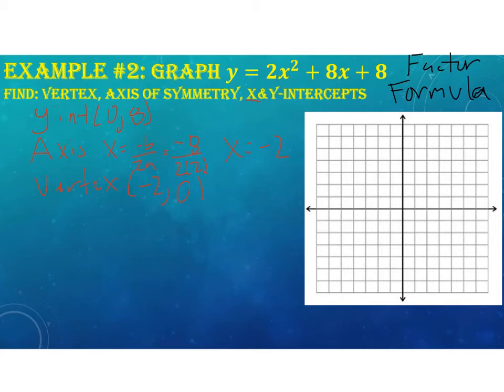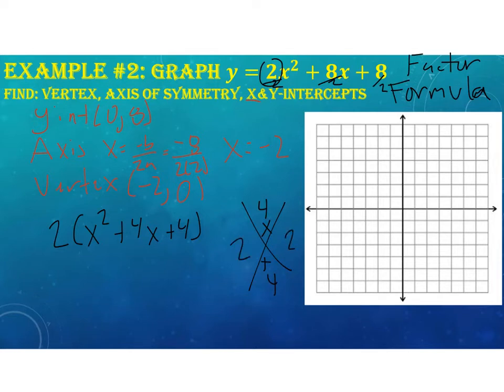Now, a is greater than 1. However, it is also a greatest common factor, meaning I can factor out a 2 from all the parts. If I factor out a 2 from all the parts, I'm left with 2 times x squared plus 4x plus 4. Now that looks a lot easier to factor since a is now 1. I can use the x method: numbers that multiply to get 4, the last term, and add to get 4, the middle term. Well, the two numbers that work are 2 and 2. So factored, this is x plus 2, x plus 2.